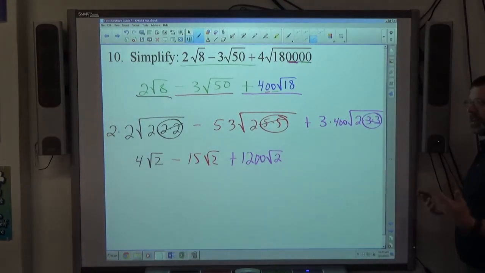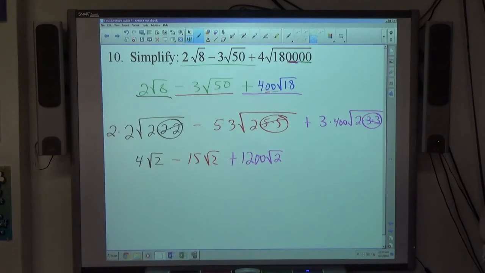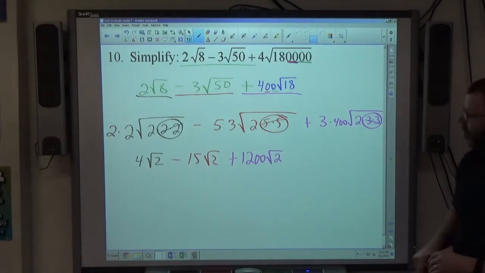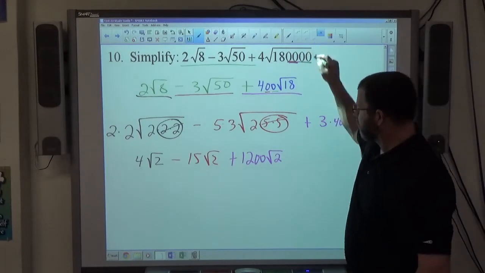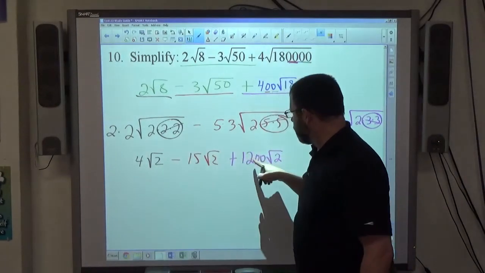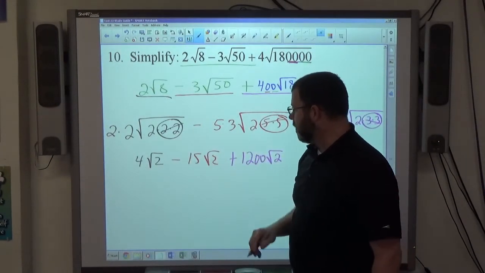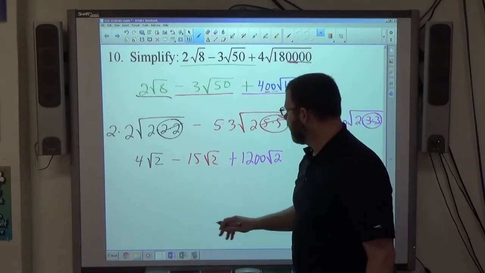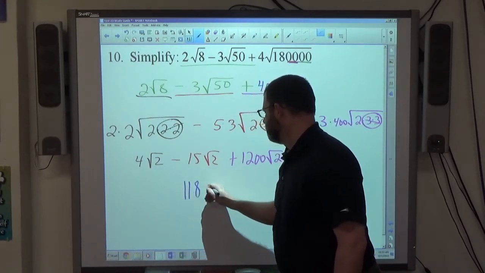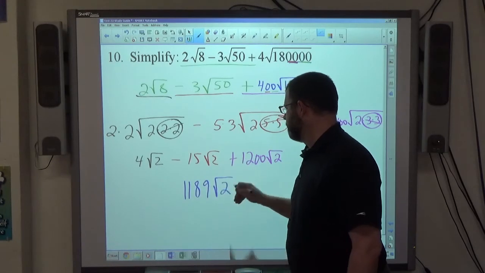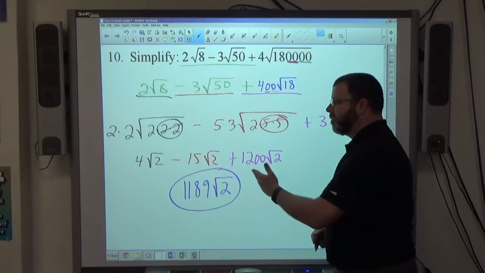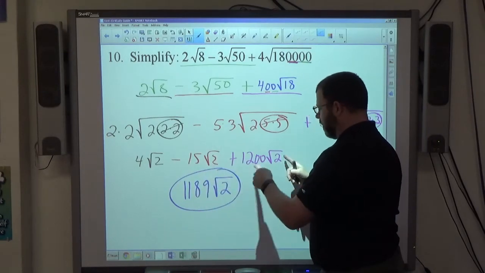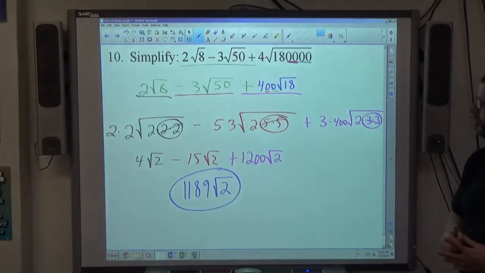At this point, it's addition and subtraction of radical expressions. They have to have the same radical in order to add or subtract. Square root of 2, square root of 2, square root of 2, so we are allowed. So 4 plus 1200 is 1204 minus 15 is 1189. So 1189 times the square root of 2. If they can add and subtract, you add and subtract the coefficient. The square root of 2 just comes along to the right.